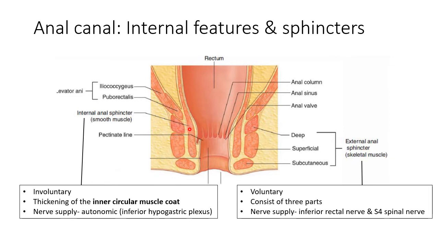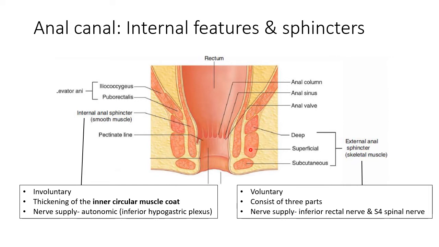So the internal anal sphincter is just the thickening of the inner circular smooth muscle of the anal canal. It is involuntary and it's made of smooth muscle. On the other hand, the external anal sphincter is much stronger. It's made of skeletal muscle and it is voluntary.